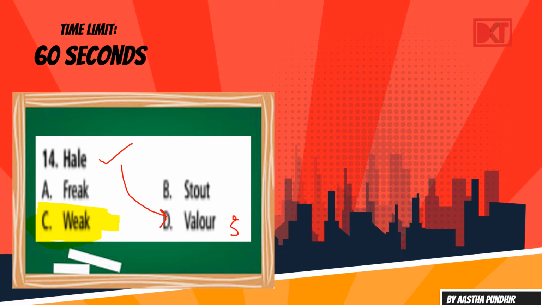Then we have freak, who is actually someone who is not as per the usual norms, who's sort of different. So people usually in an informal manner call them freak. Okay, stout is a person who's heavily built and rather fat. So it can also be called a synonym.